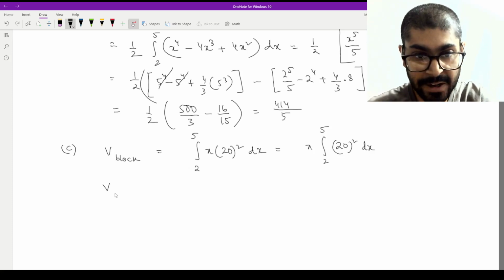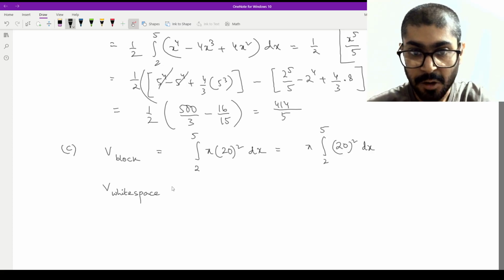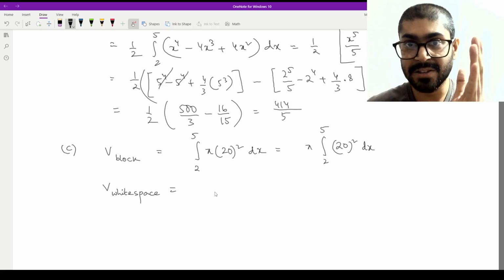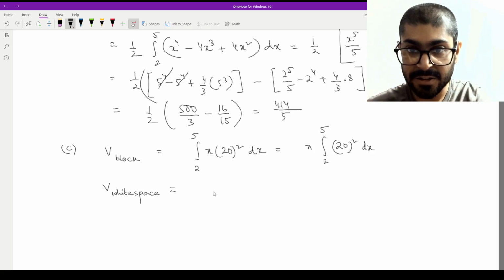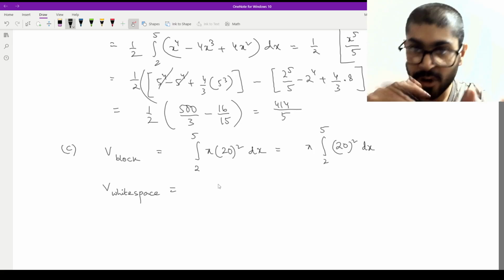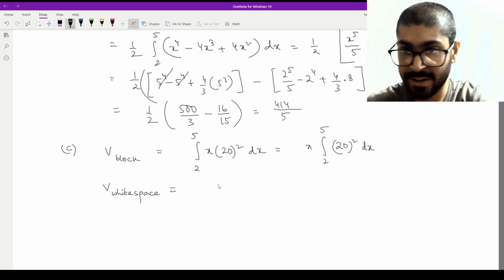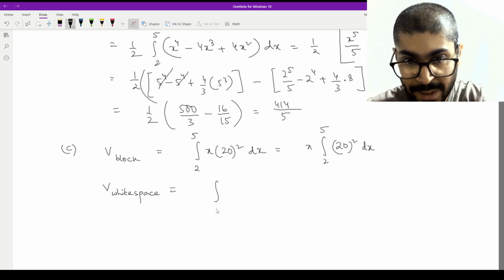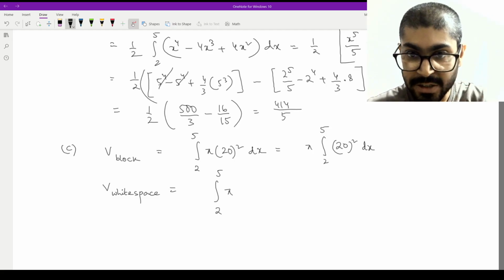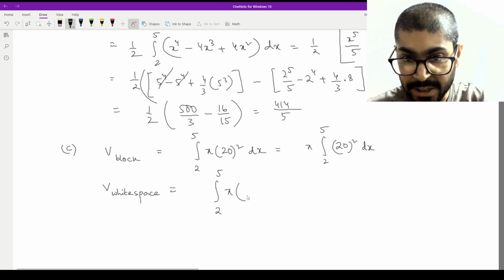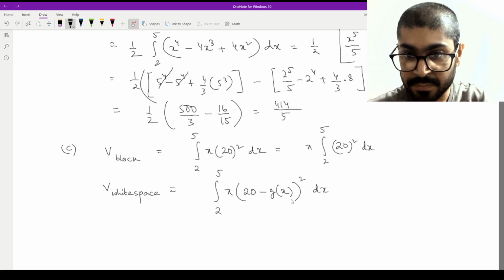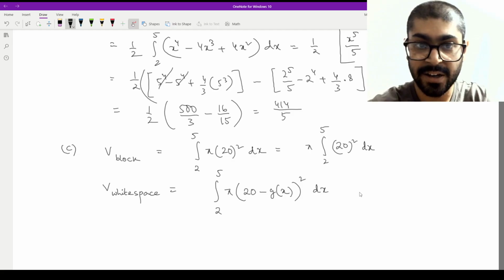Now we'll calculate the volume of the white space. What is the white space? The white space is the region that is not the area of g(x), right? So by the same logic, again using the circular logic, it will be pi times (20 minus g(x)) squared, r squared obviously, dx. Understand this part.